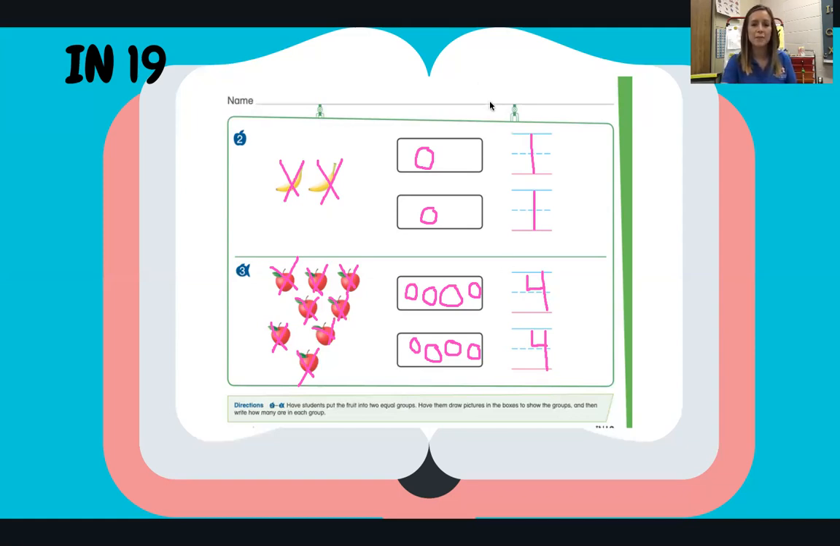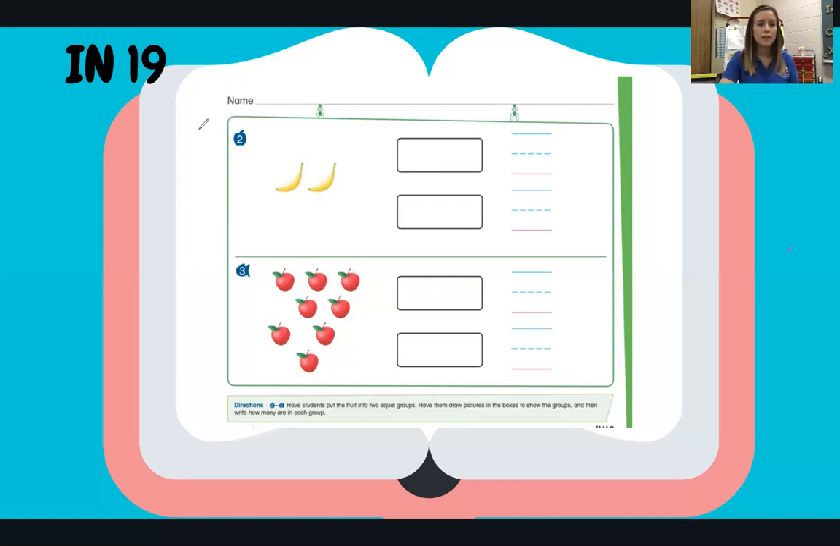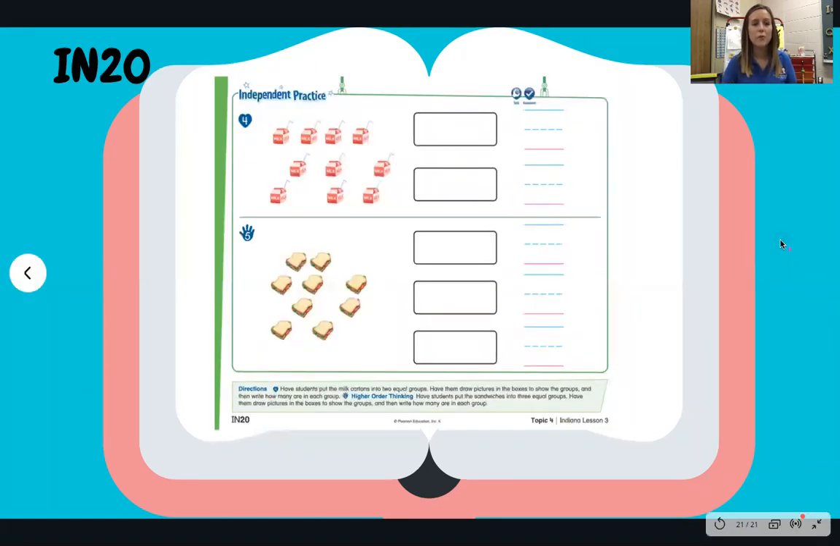Great job. Now, let's go on to your homework assignment. Your homework assignment should be the next page, page IN20. You're going to be putting the items into equal groups. For number 4, you're going to put the milk cartons into 2 equal groups, then draw a picture to show, and then write the number to show how many.